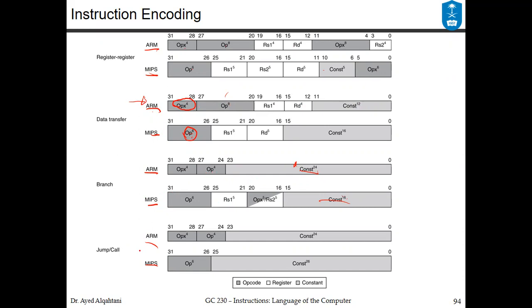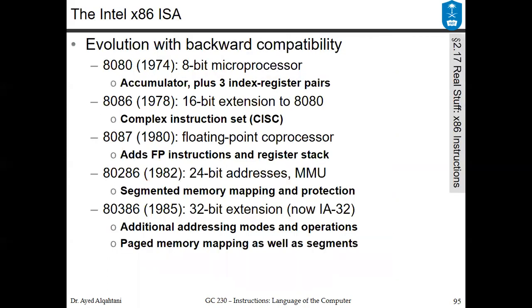Now, for the jump, remember, we have 26 bits here. Here we have only 24 with two opcodes, OP-X and OP. So there is similarity. Now we will move to the x86 instruction set, and that's for the Intel processors.